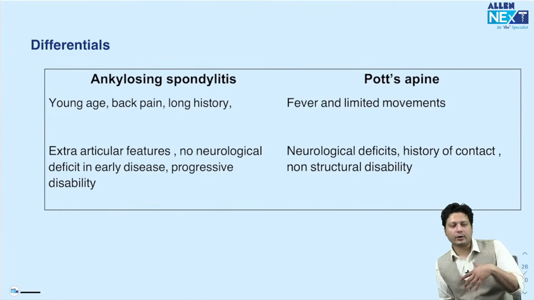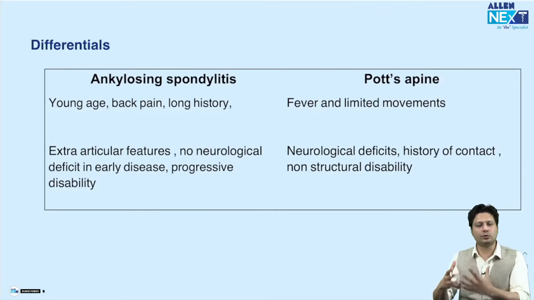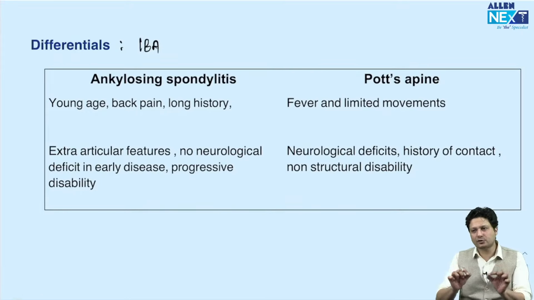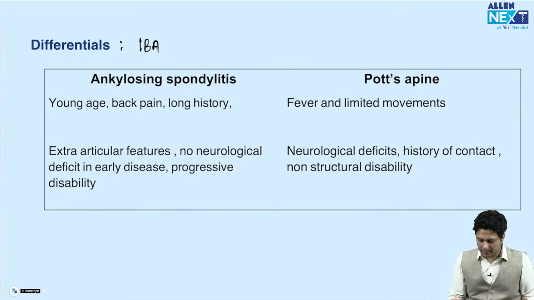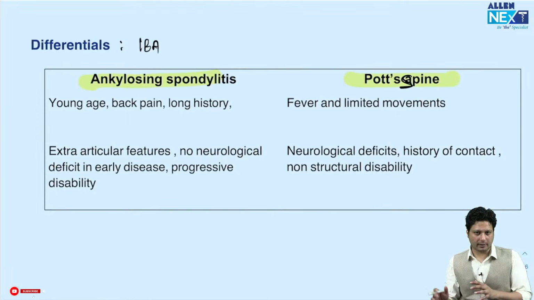Next, yes, we are going to talk about several of the differential diagnoses which could be provided to you in the form of a question. Now, first differential is that of a low backache in case of a young individual. And these two differential diagnoses, one is ankylosing spondylitis and the other one is Pott's spine. So how are you going to differentiate between the two?